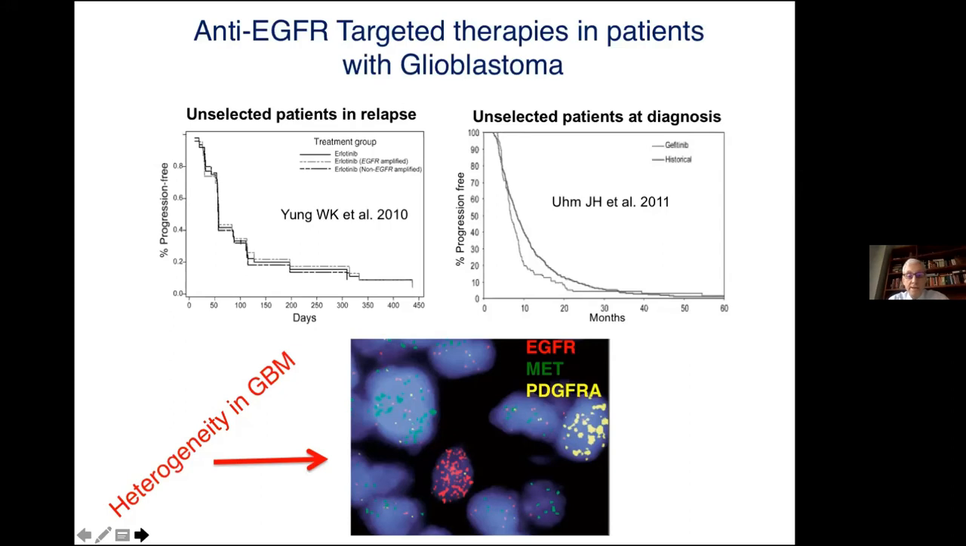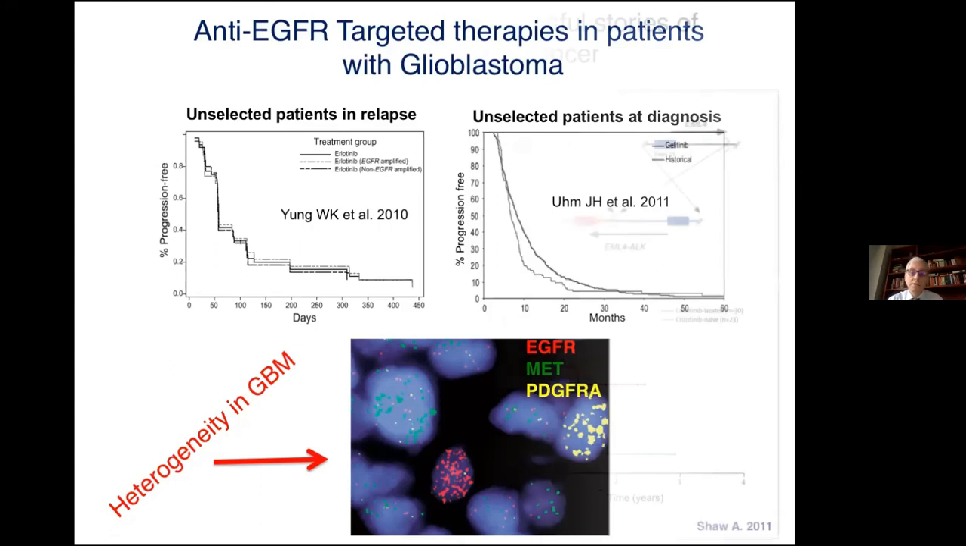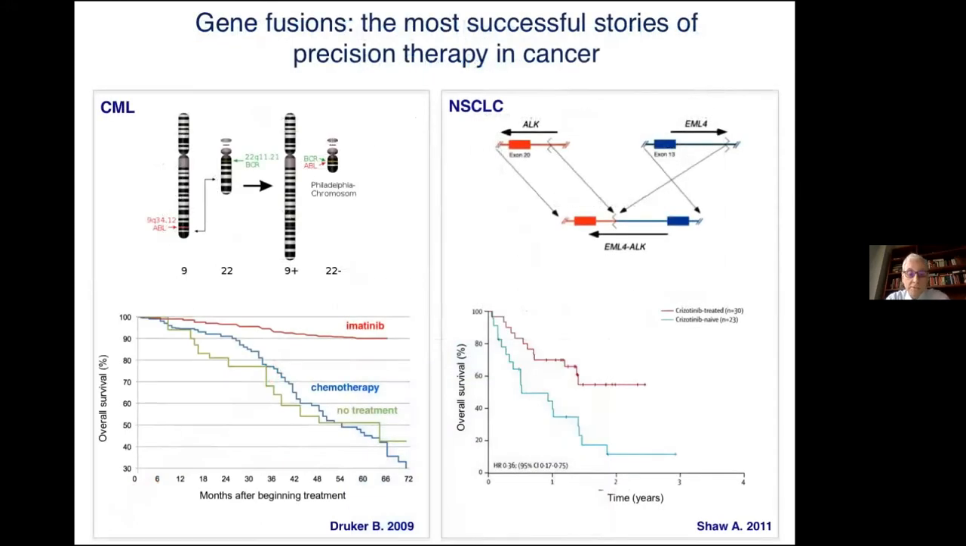They are typically subclonal alterations that, as you can see here, are indicated by positive tumor cells harboring EGFR amplification, neighbored by tumor cells lacking EGFR alterations, but exhibiting alterations of many other receptor tyrosine kinases that clearly will be resistant to all anti-EGFR approaches.